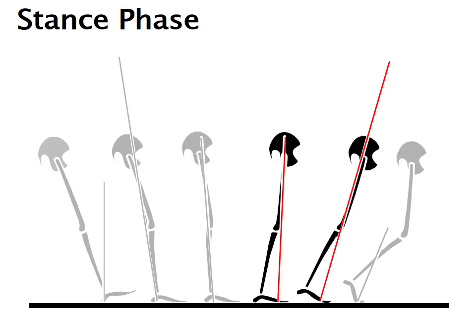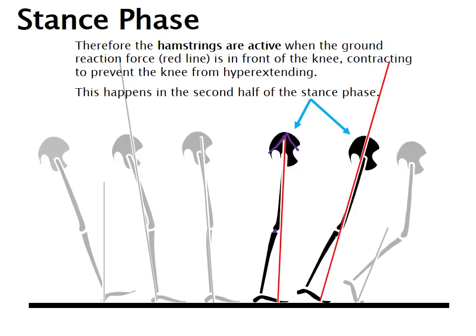And conversely, we have a ground reaction force that extends up anterior to the knee joint. So this is going to try to cause hyperextension of the knee. And so we are going to use our hamstrings here to balance that.